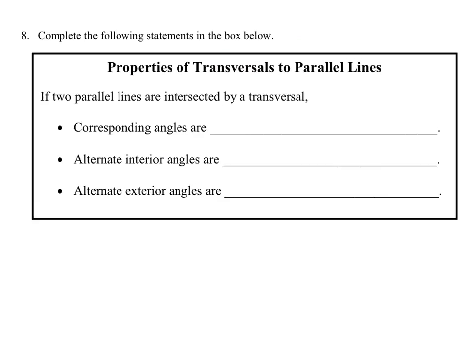Complete the following statements in the box below. If two parallel lines are intersected by a transversal, corresponding angles are congruent. Yeah, very good. Congruent. We had already seen that one right there. But alternate interior angles are very good. And then finally, alternate exterior angles are also congruent. Very good. So yeah, the same answer for all three parts. Of course, we already knew that vertical angles were congruent too.